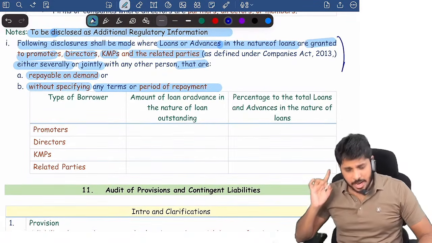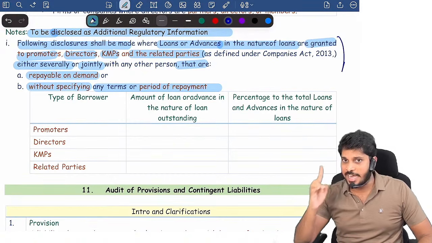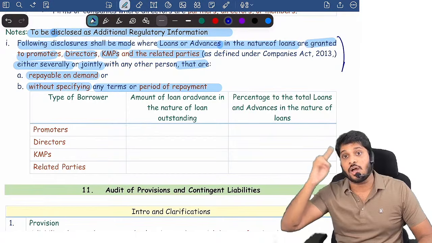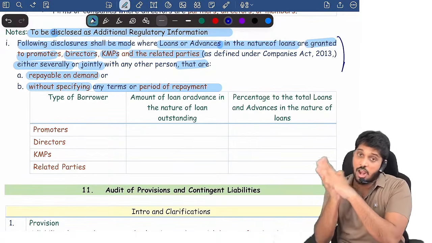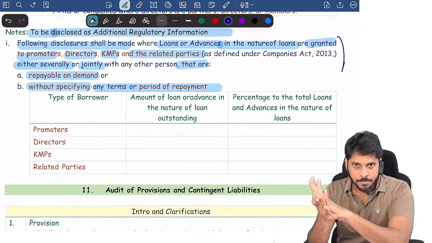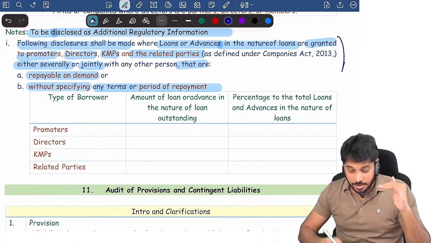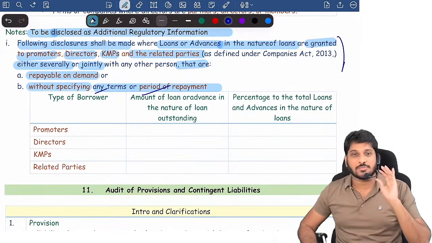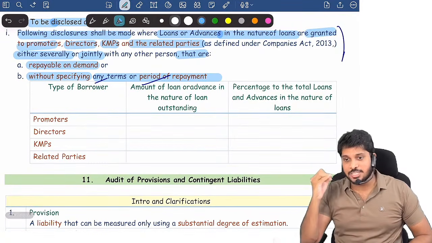So if the company that we are auditing gave a loan or advance in the nature of loan to a director, promoter or related party, either separately to them or jointly with some other party, and the loan is either repayable on demand or given without specifying terms of repayment, if that is the case, the company has to give the following disclosure.